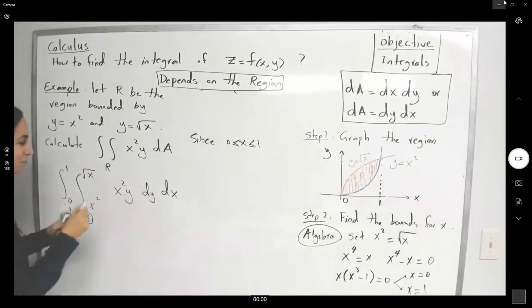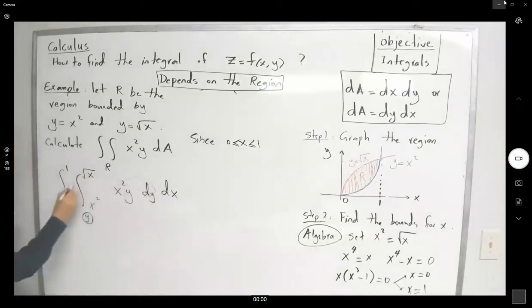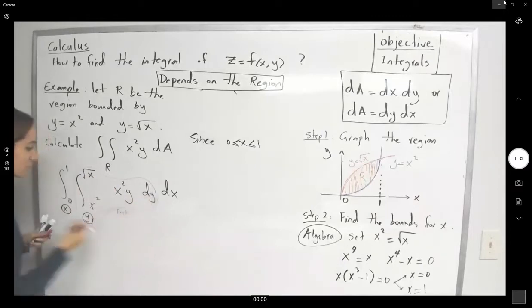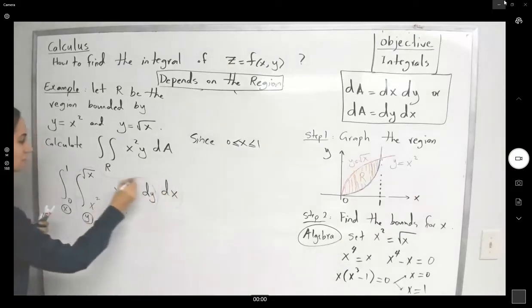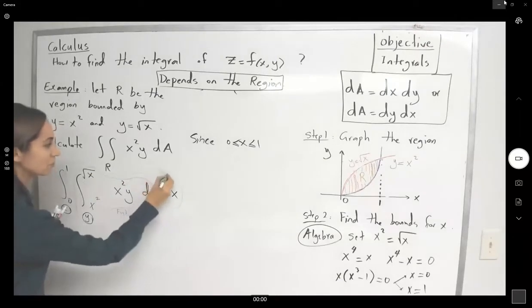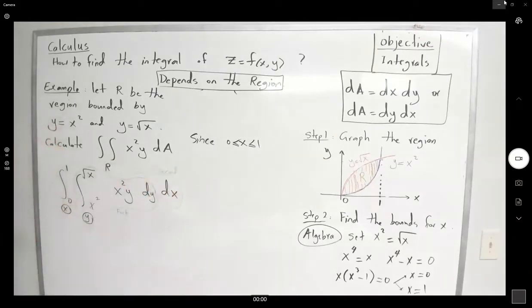First take the integral with respect to y. This is your first integral. Then take the integral with respect to x. This is your second integral. Okay, one by one.